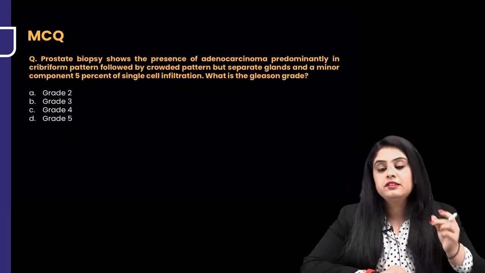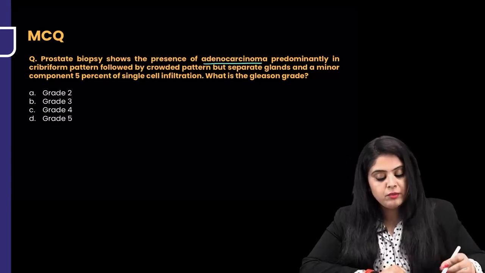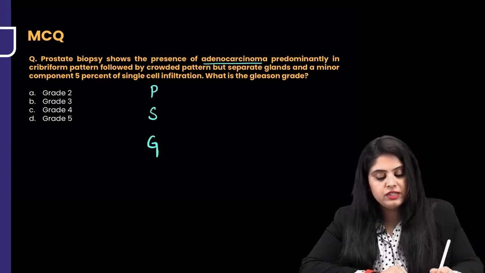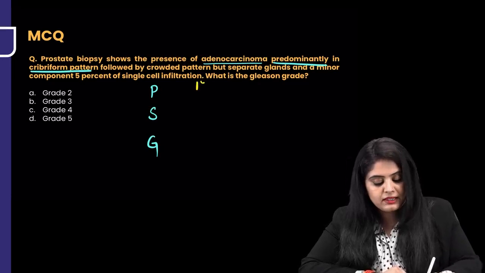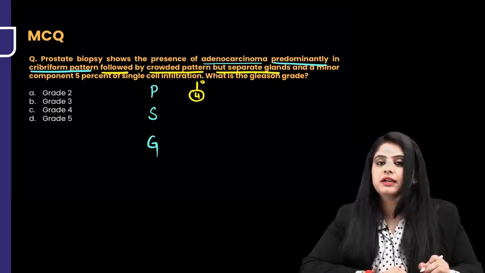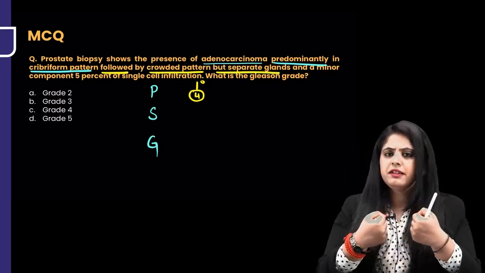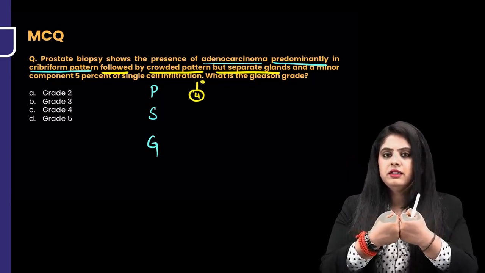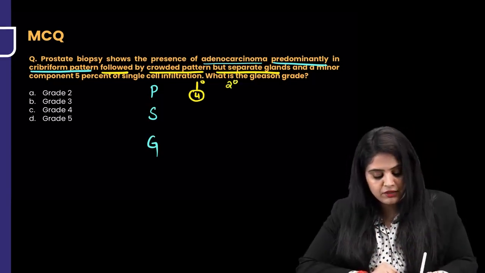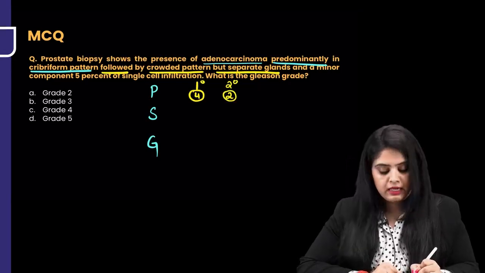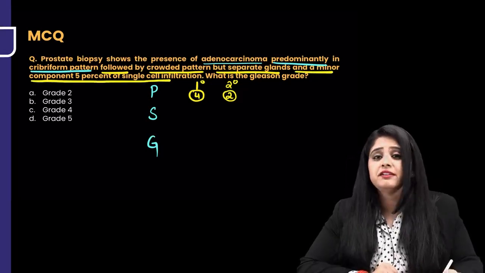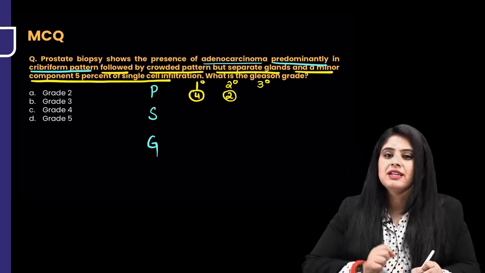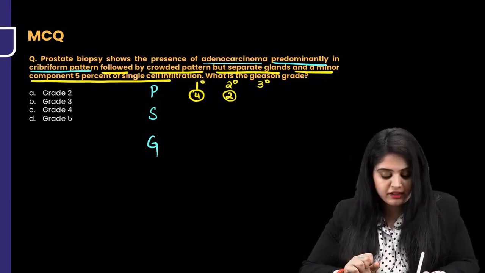Look at this. There is a prostate cancer showing adenocarcinoma predominantly in, this has started, write PSG, predominantly in cribriform pattern. So there is a primary pattern that they have given, which is cribriform, followed by crowded pattern but separate glands. What is written? Crowded pattern but separate. This was 1, separate meaning 2. So there is a secondary pattern written which is looking like 2. Now coming to the next. And a minor component of 5% of single cell infiltration. This means there is a tertiary pattern also. Minor component and single cell. Single cell means pattern number 5.